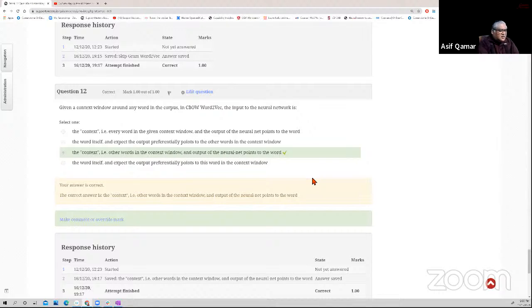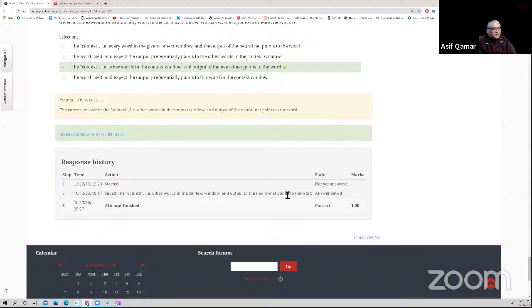Given a context window around any word in the corpus, in CBOW, continuous bag of words, Word2Vec, the input to the neural network is obviously the context. In other words, all the words in the context window. And what is the output? Of course, the word itself. Given these words in the input additively, you want to find the output word, the actual word that they surround. So the way to look at continuous bag of words is: which word do these words surround? That is it.